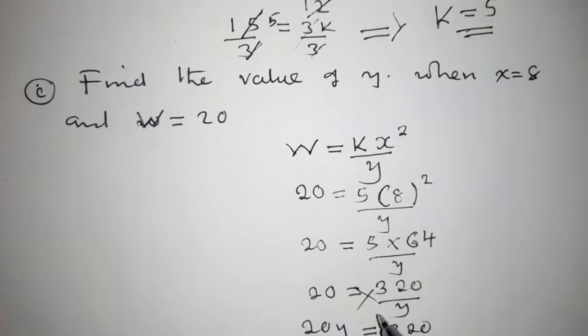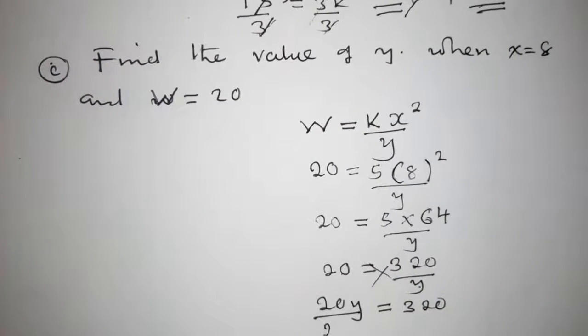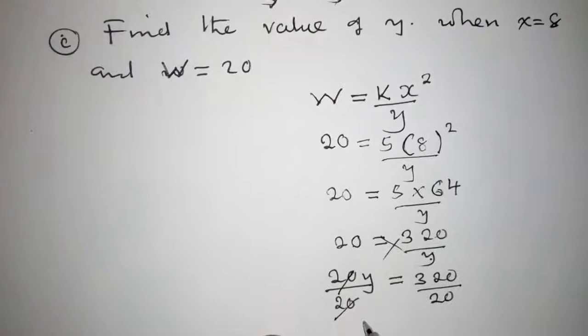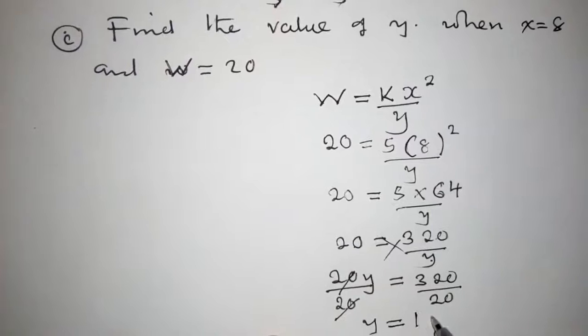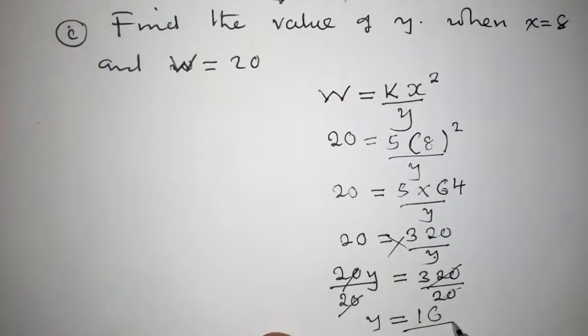So we divide both sides by 20. Y will be equal to 16, because 20 into 320 is 16.